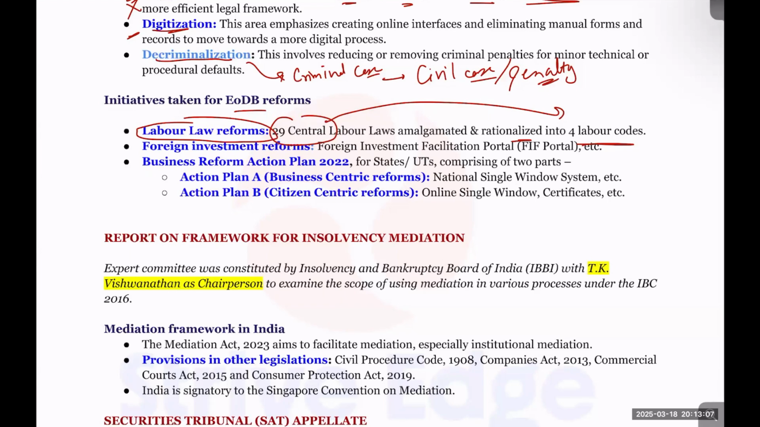Now, foreign investment reforms have also been done: a foreign investment facilitation portal has been launched. Business reform action plan has been launched for states and UTs, comprising two parts: action plan A for business-centric reforms, and citizen-centric reforms. Online single window clearance certificates, etc., are given at a very fast pace. So these are some of the initiatives that have been taken for ease of doing business reforms.